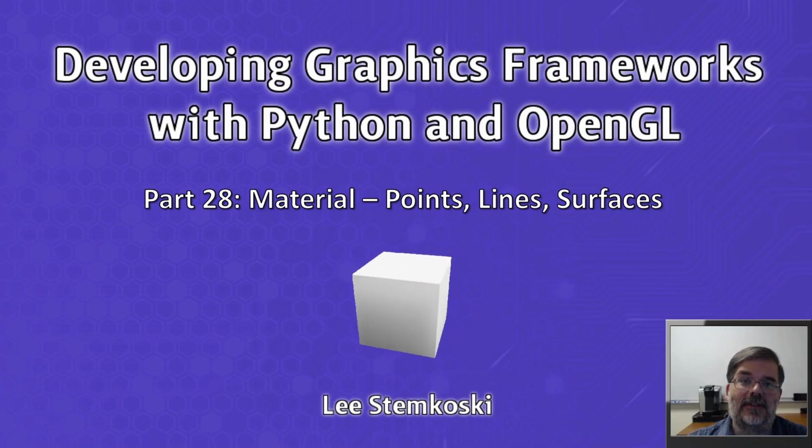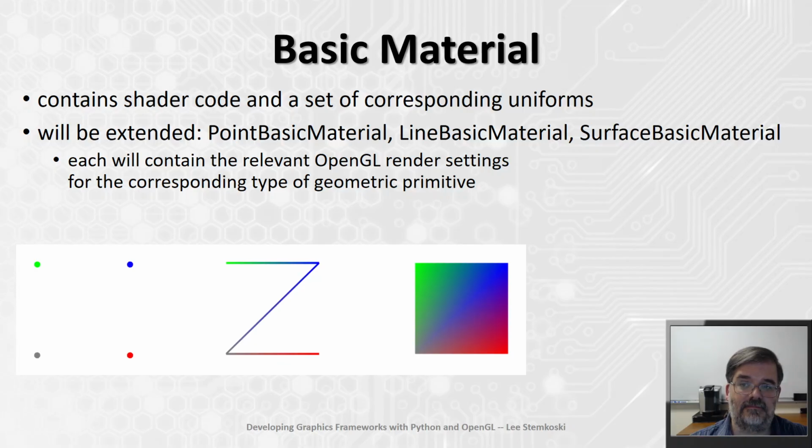Welcome to Developing Graphics Frameworks with Python and OpenGL, Part 28, Materials, Points, Lines, and Surfaces. In the previous video, we set up the base class for material objects, which define the general appearance of a mesh. In this video, we're going to extend that base class to include some of the key features that every material needs to have: shader code, uniform objects, and render settings.